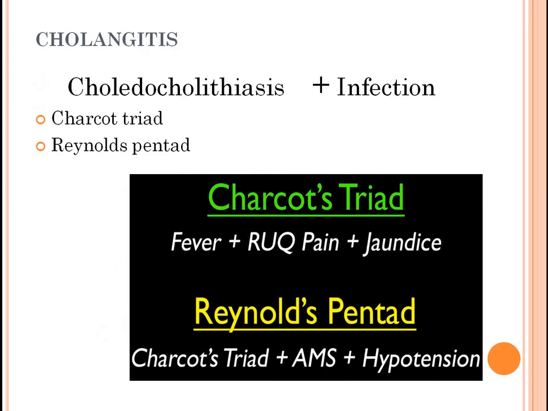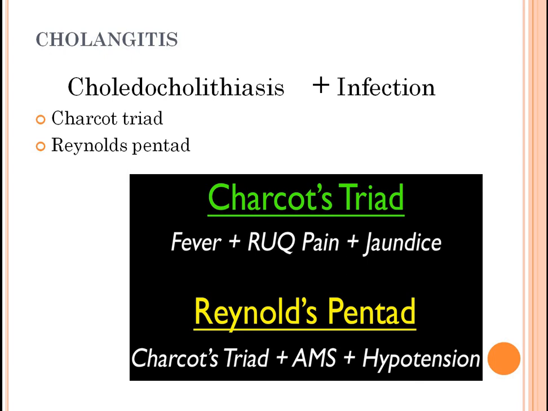Okay. And next is cholangitis, the most severe form of the 4 Cs. The last C, choledocholithiasis with infection, is known as cholangitis. Two important features you have to note: Charcot triad and Reynolds pentad. That is mainly due to bile duct inflammation and obstruction of bile flow. Its backflow to the liver occurs.